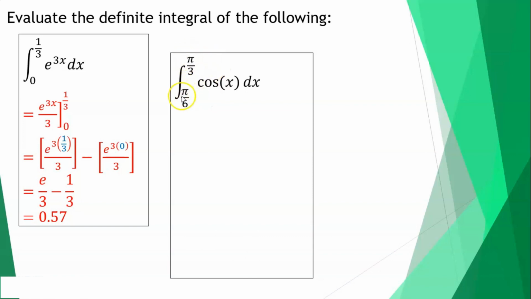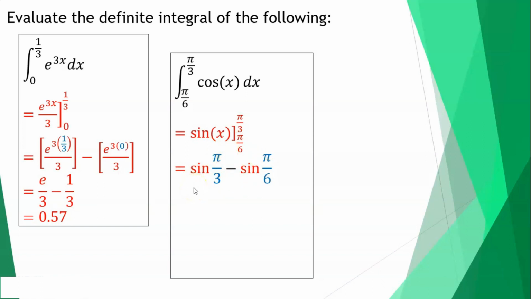So take note, pi over 6, this is basically 30 degrees. So from 30 degrees to 60 degree angle. So again, solve for the indefinite integral for cosine. So the integral of cosine is sine x, evaluating pi over 6 until pi over 3. So at this point, let's substitute. So we have here sine pi over 3 minus sine pi over 6.